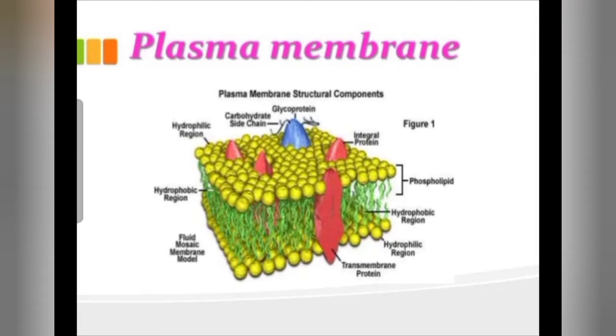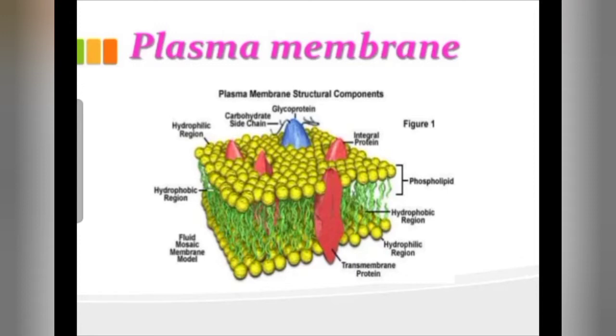It helps to maintain the shape of the cell. It acts as a mechanical barrier and protects the internal contents of the cell from leaking out. It provides protection against microbes and foreign substances. It gets modified to perform different functions, for example, microvilli in the intestine of human beings for absorption. And its semi-permeability enables the cell to maintain cellular homeostasis.